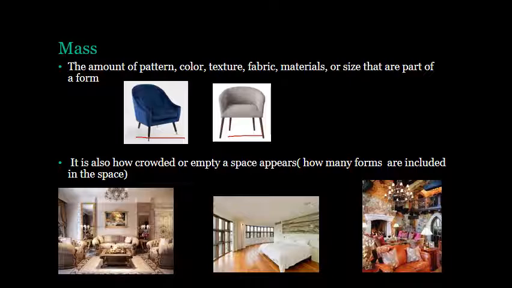Mass can also be thought of as how crowded or empty a space appears. So how many forms get included into a space. So down in our pictures here, this first space has a lot of things added into it. A lot of furniture, a lot of accessories, a lot of paintings. So it's going to have a little more mass than something that has less in it. So our second picture, we just have a very small minimal amount of furniture. That's going to have a different type of mass than the first picture.